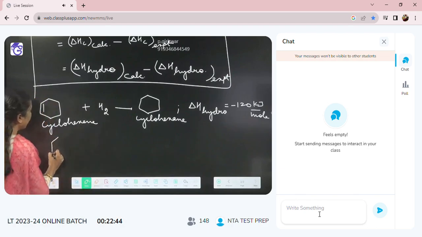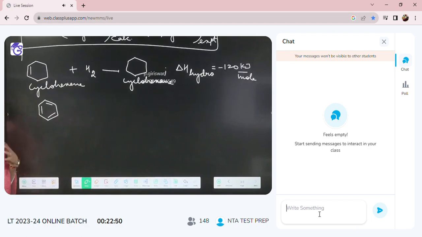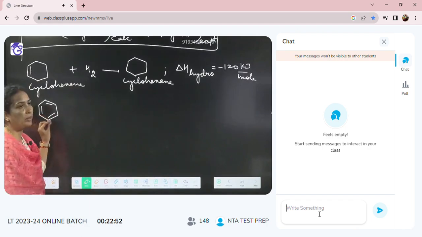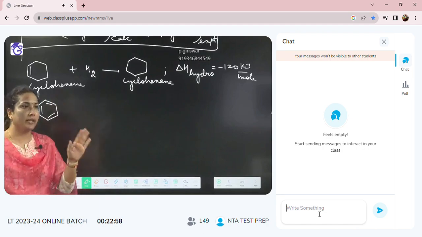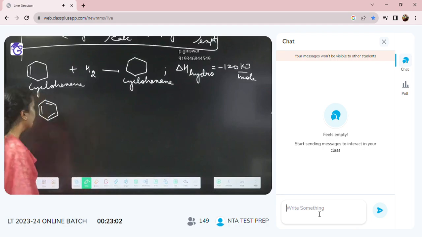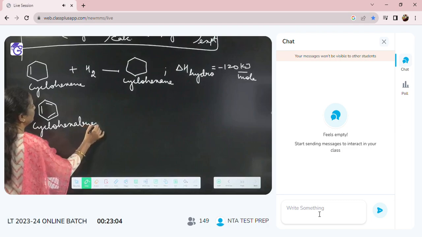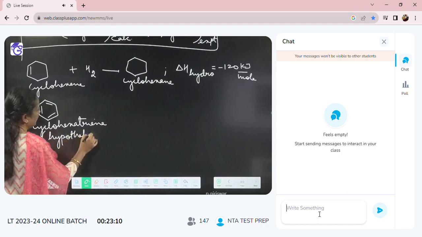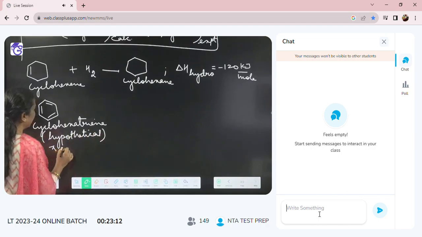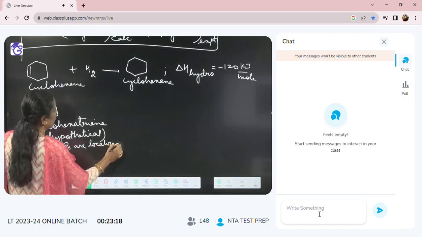Now, similarly, if I take a hypothetical compound, and I'm calling it hypothetical, I'm not calling this benzene, because I'm assuming that in this particular compound these pi bonds are not moving anywhere. They are not delocalized, they are localized. Okay, we are assuming, right? So I am giving a new name to this. This is cyclohexatriene, and here I am saying this is hypothetical. The reason being, I am assuming that the pi electrons are localized. They are not moving here and there, or getting delocalized.